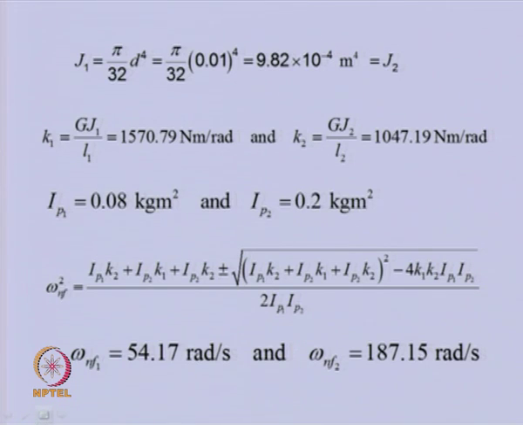So basically you can see this is a closed form expression of that particular polynomial, and if we use the various numerical values given in the problem, the geometrical properties, stiffness and polar moment of inertia, we will get two natural frequencies. The first one is 54.17 radians per second, and the other is 187.15 radians per second.